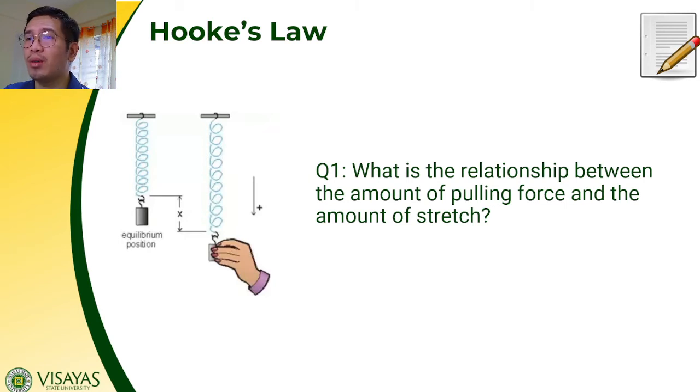If you were to hold the bottom of the spring and pull downwards, the spring would stretch. If you were to pull with just a little force, the spring would stretch just a little bit. And if you were to pull with much greater force, the spring would stretch to a much greater extent. So the question is, exactly what is the quantitative relationship between the amount of pulling force and the amount of stretch? To determine this relationship, objects of known mass could be attached to the spring.